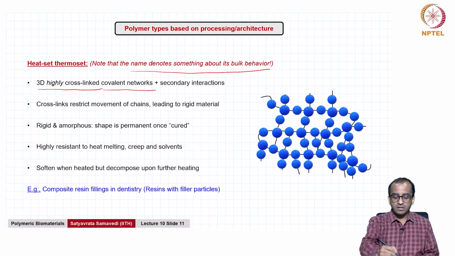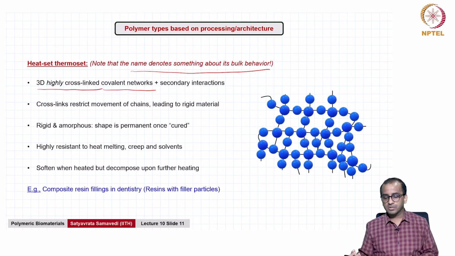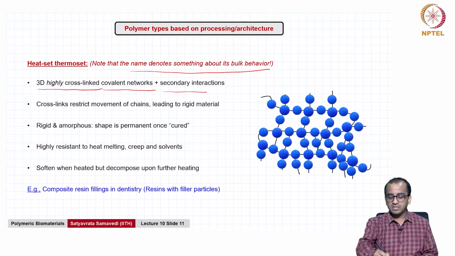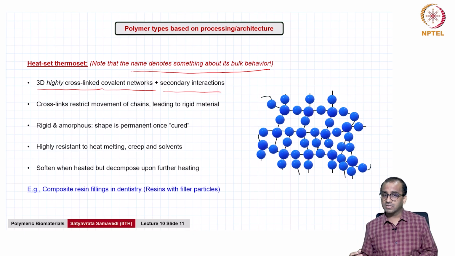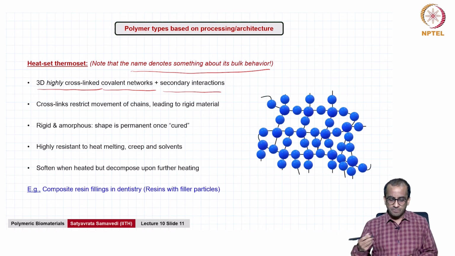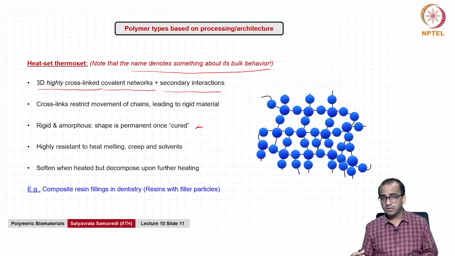And the cross-linking, because they are covalent networks, of course you will have secondary interactions between chains, but the primary rigidity that thermosets get comes from the covalent cross-links, the high degree of cross-linking. So they become rigid and the shape is permanent once cured.